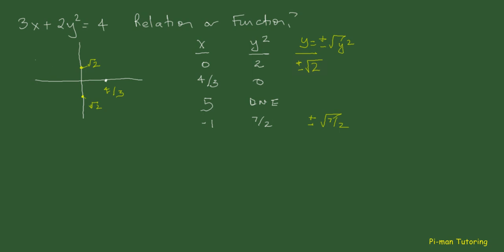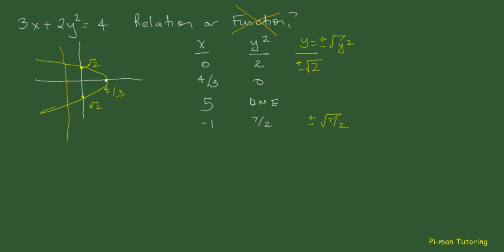So basically our relation is doing something like this. And I think, as you can see, this clearly fails the vertical line test. So this is not a function.